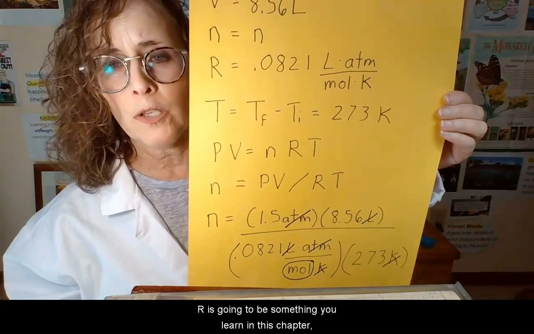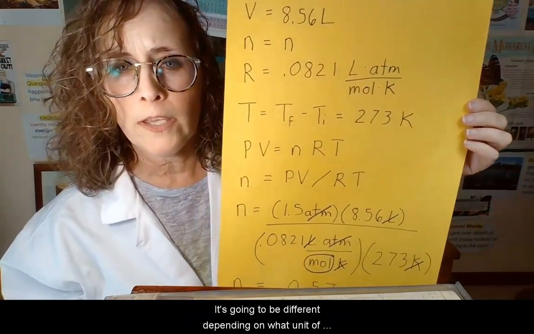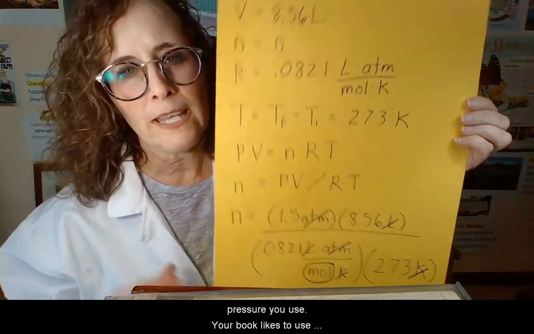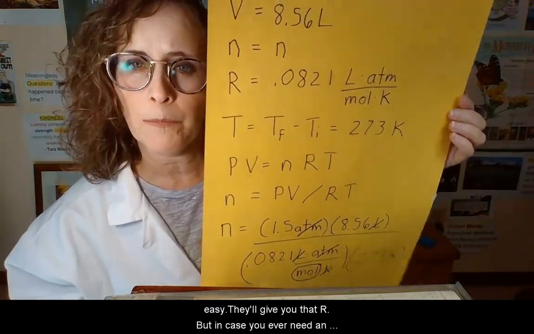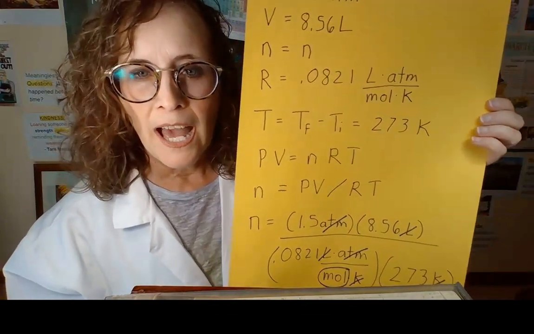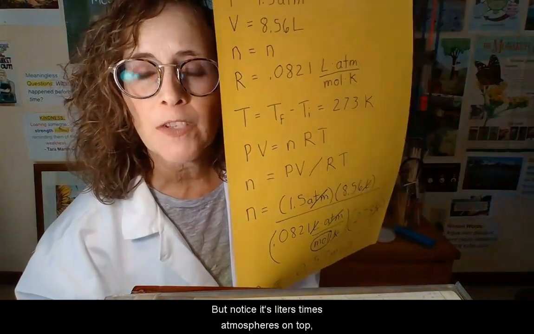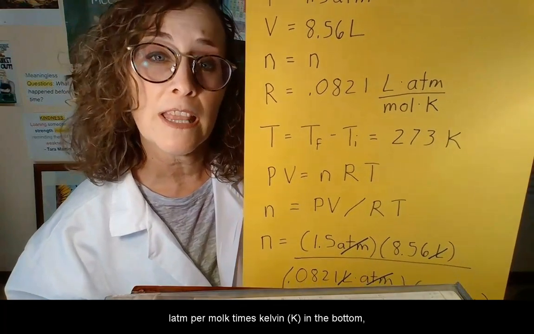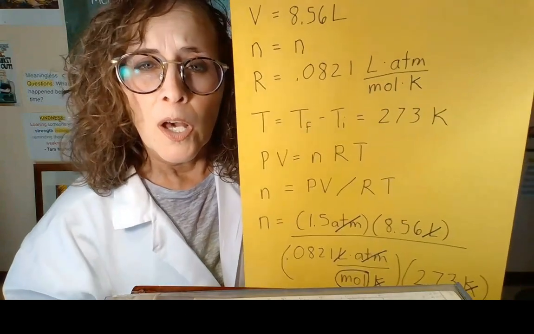R is going to be something you learn in this chapter, which is the universal gas constant. It's going to be different depending on what unit of pressure you use. Your book likes to use kilopascals. I like to use ATM. It's easy, they'll give you that R, but in case you ever need an R with ATM, the number is 0.0821 L·atm per mol·K. I just said it that way because I'm lazy, but notice it's liters times atmospheres on top, moles times Kelvin in the bottom, in the denominator. That's where those units have to be.